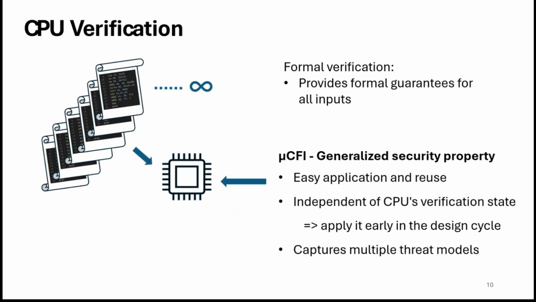To solve this, we developed 𝜇CFI, which is a generalized security property that can be used on different RISC-V processors and can be reused. Most of the verification is automated, and you can apply it early in the design cycle, so it doesn't rely on an already verified CPU. And this one property can capture multiple threat models at once.